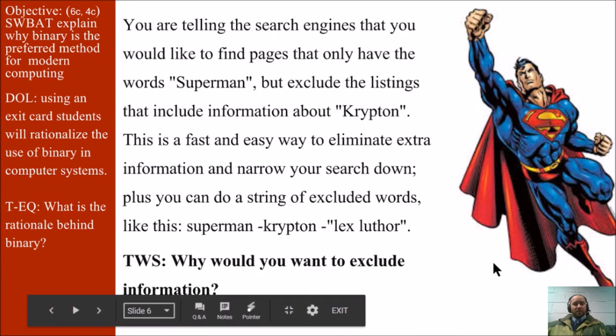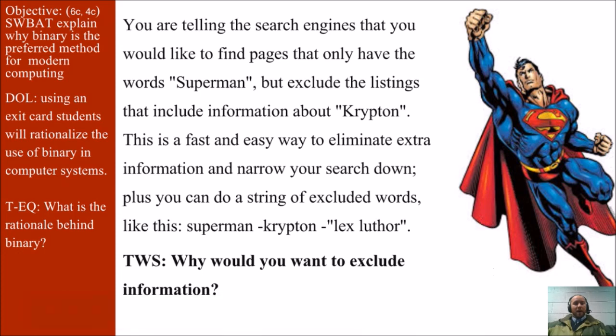You're telling the search engines that you would like to find pages that only have the word Superman, but excluding the listings that include information about Krypton. This is a fast and easy way to eliminate extra information and narrow your search down. Plus, you can do a string of excluded words like this: Superman minus Krypton minus Lex Luthor.